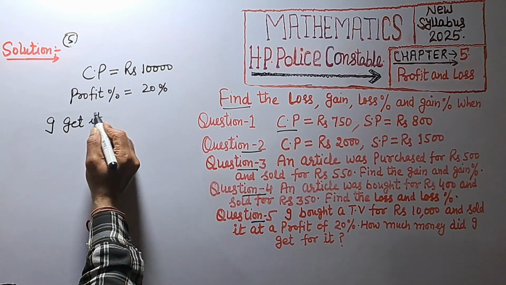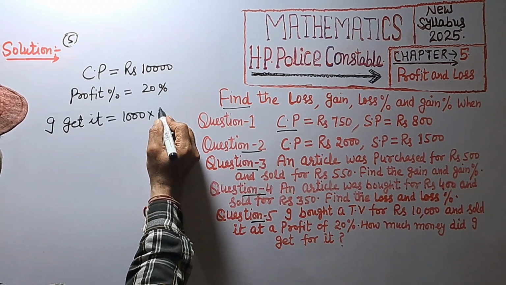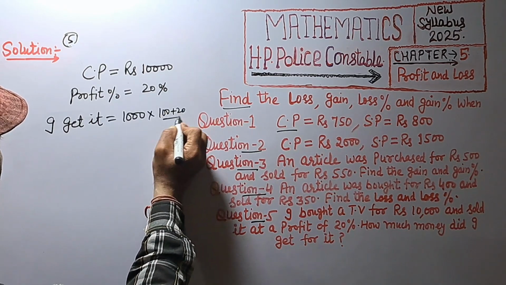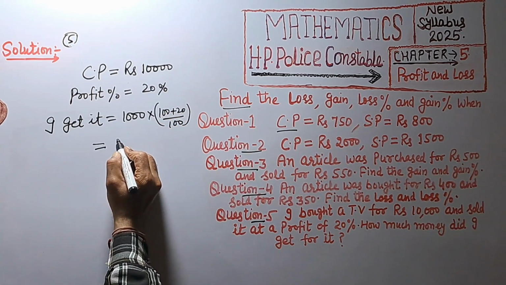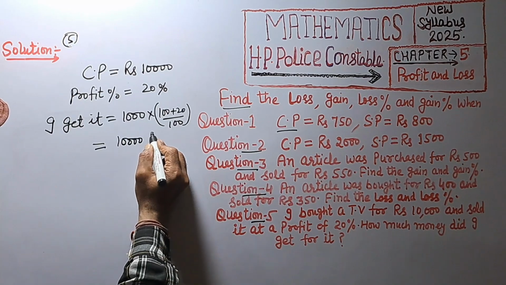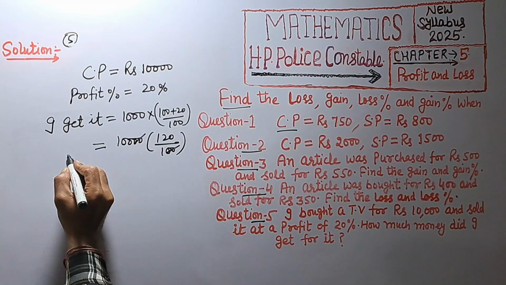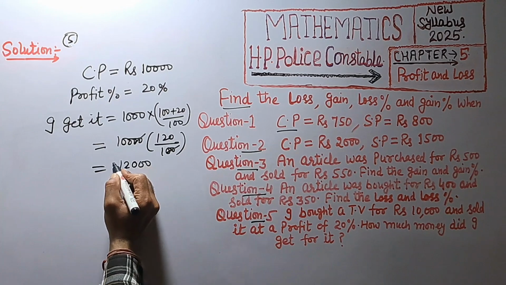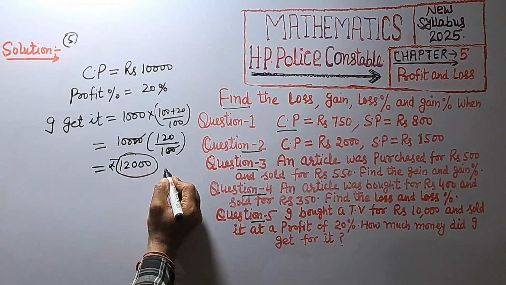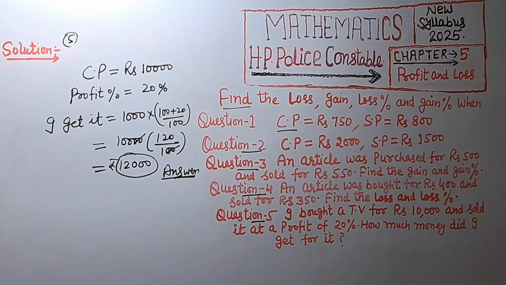I get it equal to 10,000 into 100 plus 20 upon 100. That is equal to 10,000 into 120 upon 100. 0, 0 is cancelled. That is 12,000. Answer.